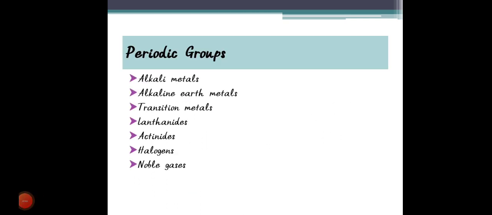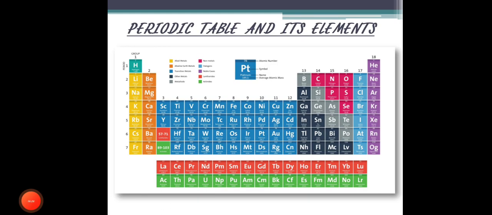The periodic table can be classified into 3 groups here: metals, metalloids, and non-metals. And other ways to classify elements are alkali metals, alkaline earth metals, transition metals, lanthanides, actinides, halogens, and noble gases. These are the groups which are present in the periodic table.